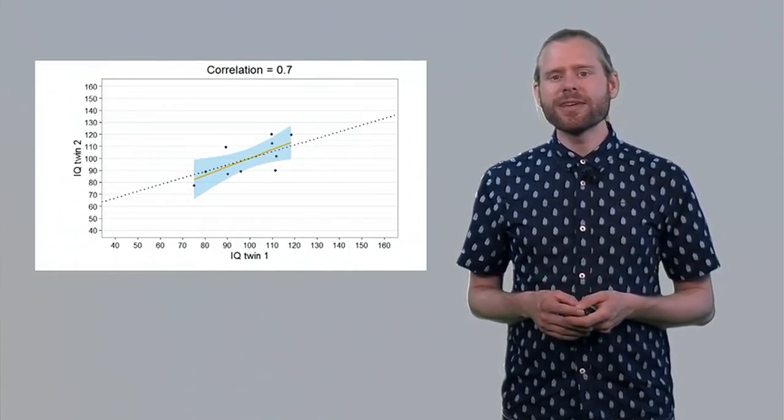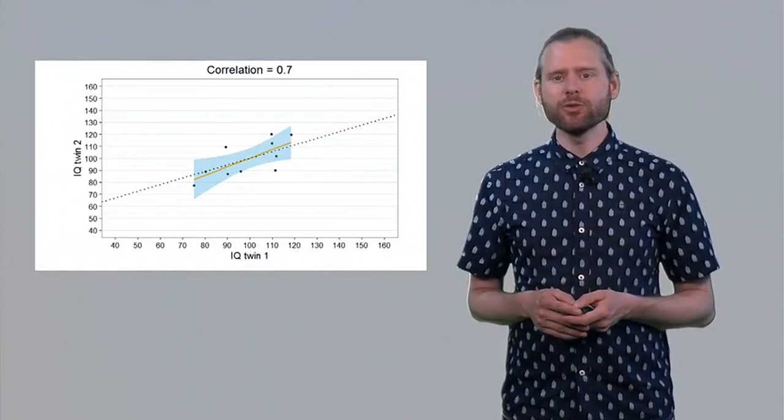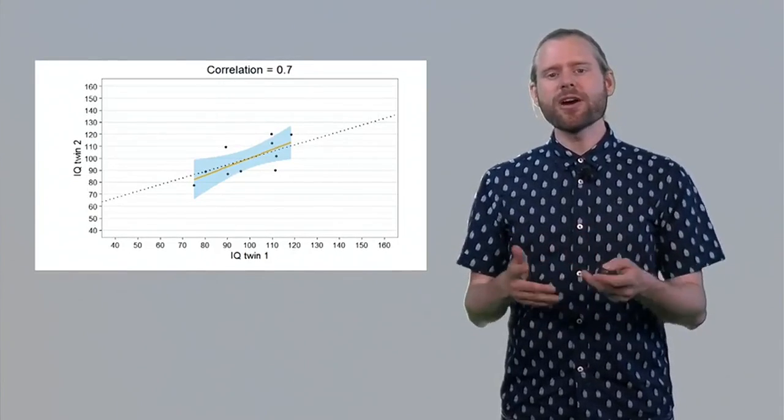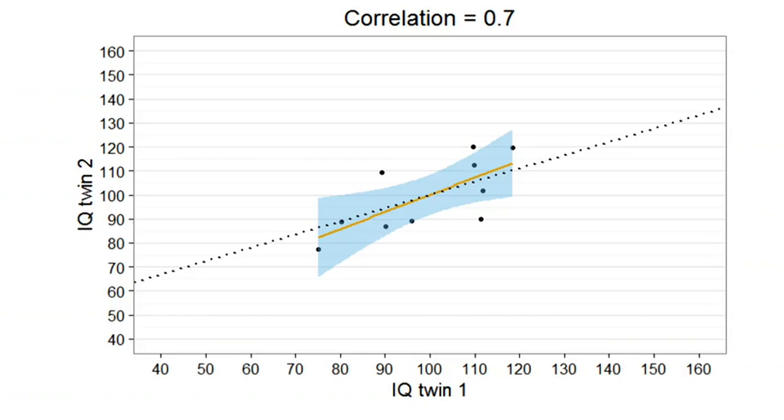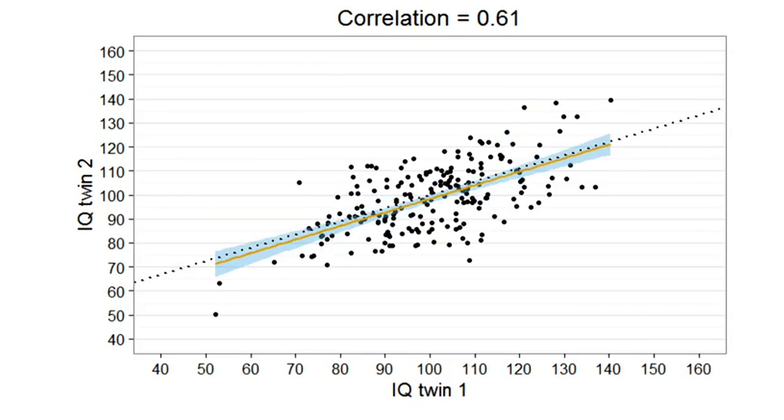In this graph, we can see again correlation between two variables. We see a rather wide confidence interval. In this case, there are only 10 observations, so the confidence interval is really wide. If we increase the sample size to 100 participants, we see that the confidence interval becomes much more narrow.